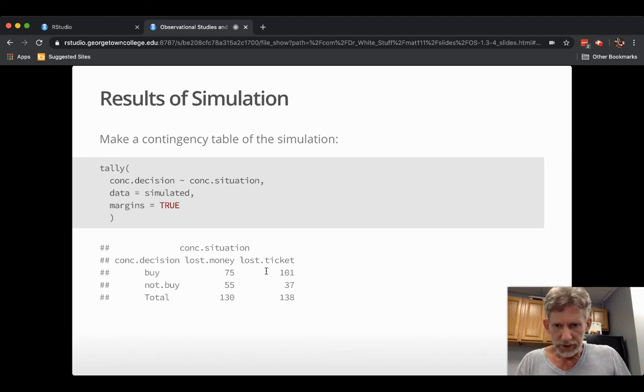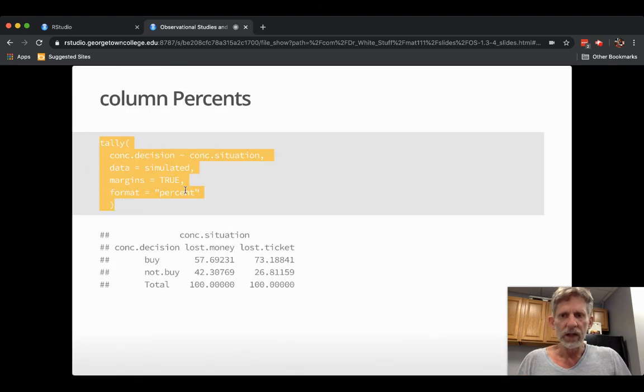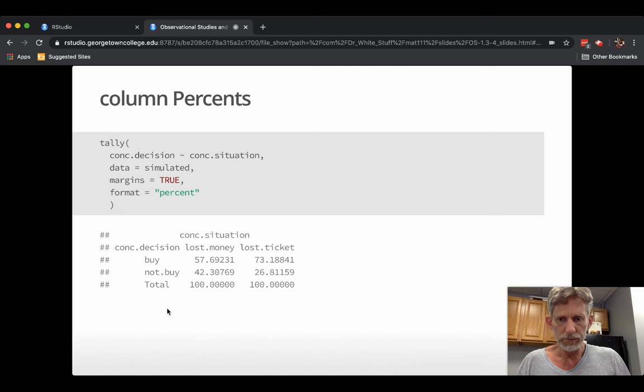If you look at these numbers, it looks like a majority of the lost money people are buying, and a majority of the lost ticket people are buying, and it looks like about the same kind of majority. It's hard to tell though without percentages. So why not just try your tally again, but with the format equals percent down there on the bottom. And if you try that over in RStudio, you'll get your percent table.